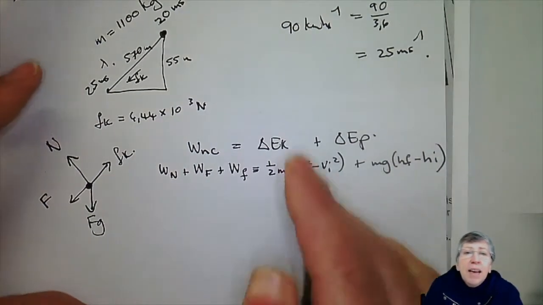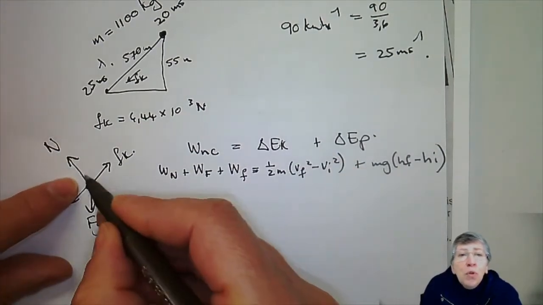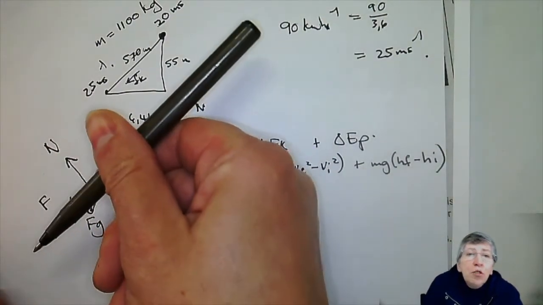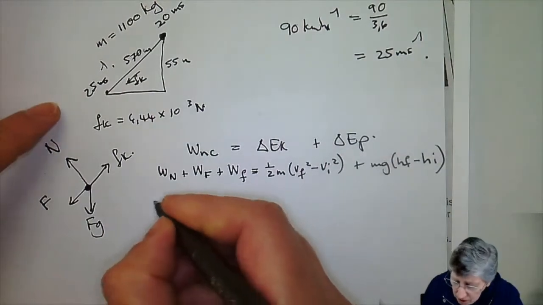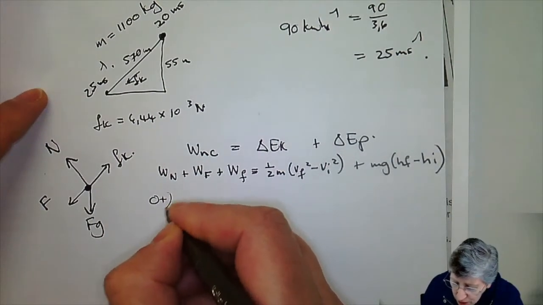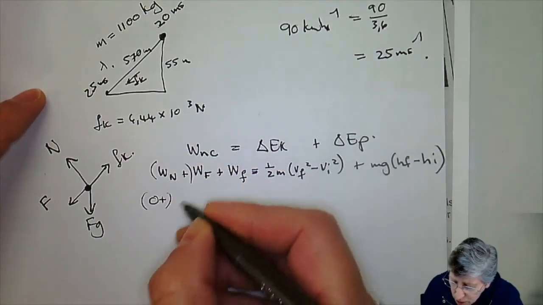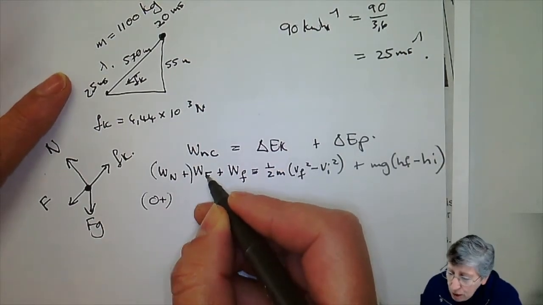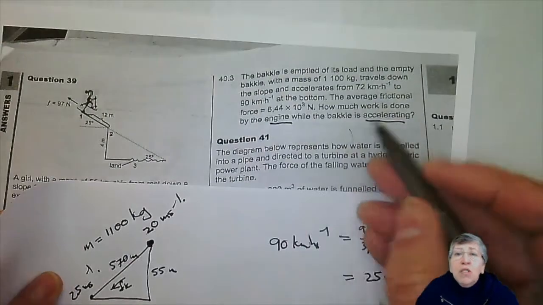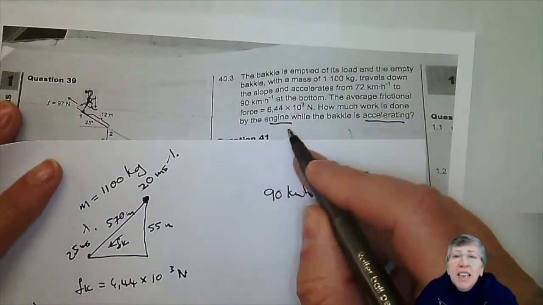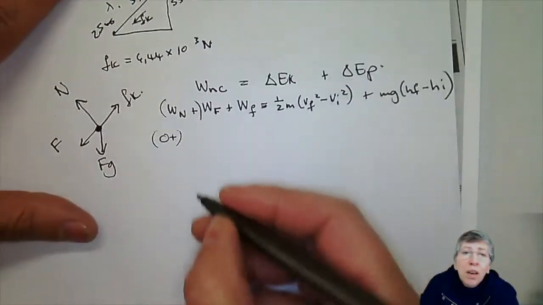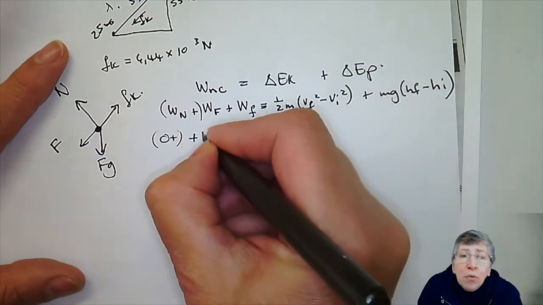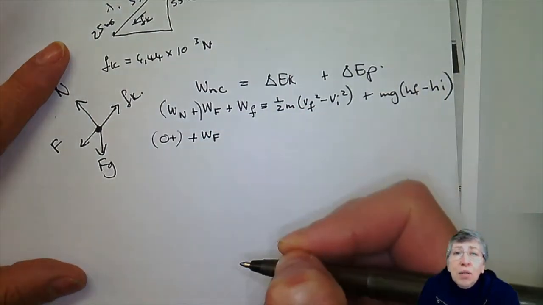Right, let's go replacing. Now remember, the normal force is perpendicular to the movement once again, so that is 0, and you don't really have to show it. You may leave that out if you want to. Right, we're looking at the work done by the applied force. Now that is what was the question, right? How much work is done by the engine? So we want that work done by the applied force. So that is the unknown.